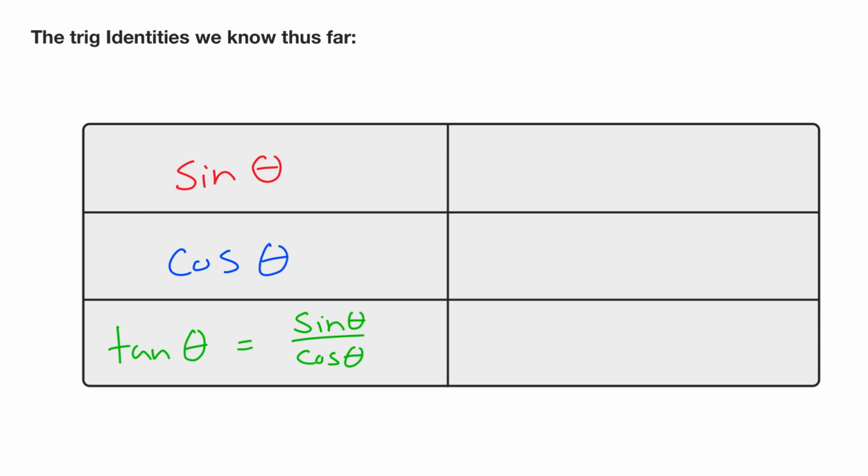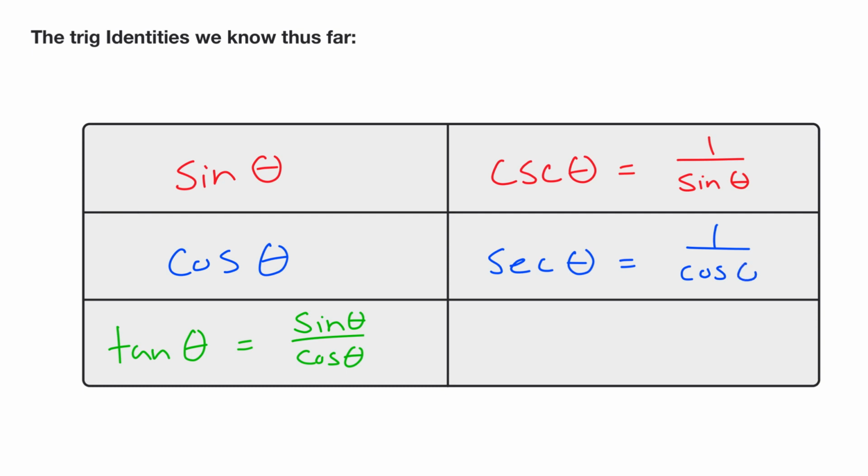Next, we have cosecant. Cosecant of theta is equal to 1 over the sine of theta. That is also a trigonometric identity. And then next, we have secant of theta. Secant of theta is 1 over the cosine of theta. Again, that is another trigonometric identity. If you ever see a secant in an equation or an expression, you can replace it with 1 over cosine, and you will be able to manipulate in that capacity.